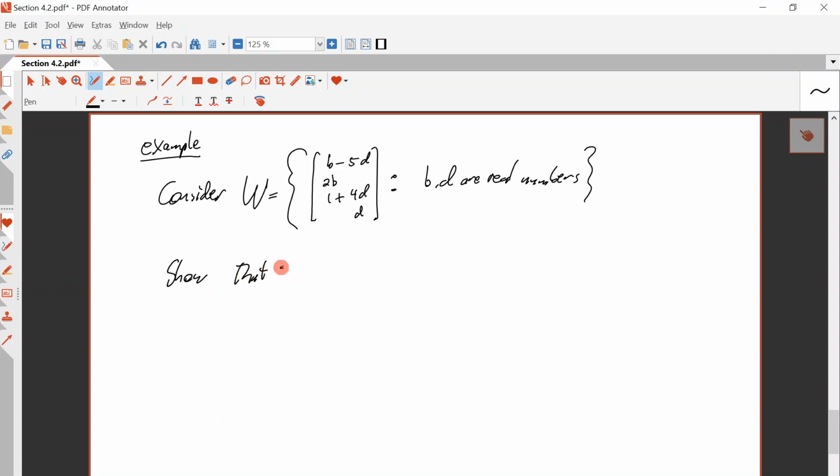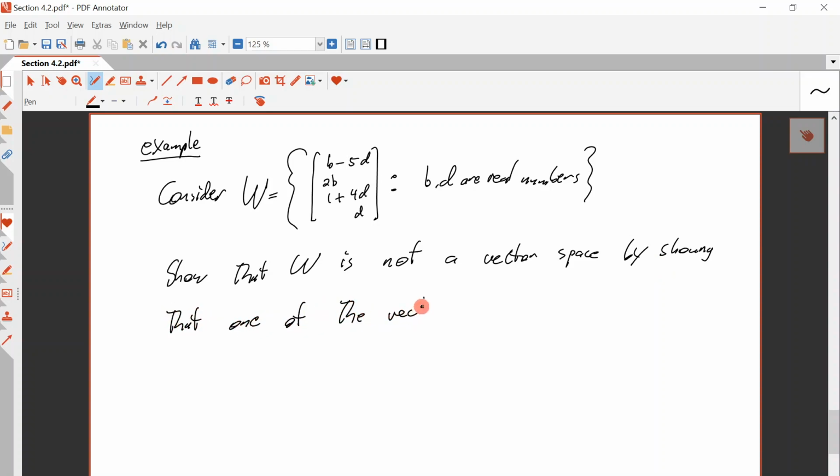Show that W is not a vector space by showing that one of the vector space axioms fails for some particular vectors.